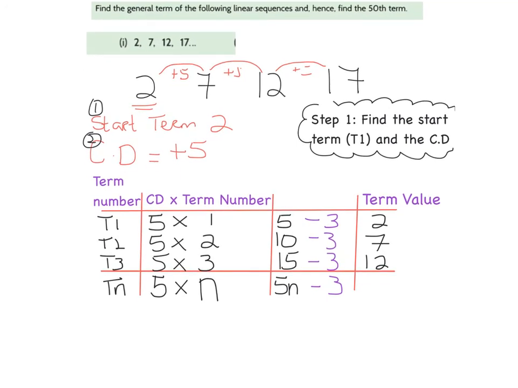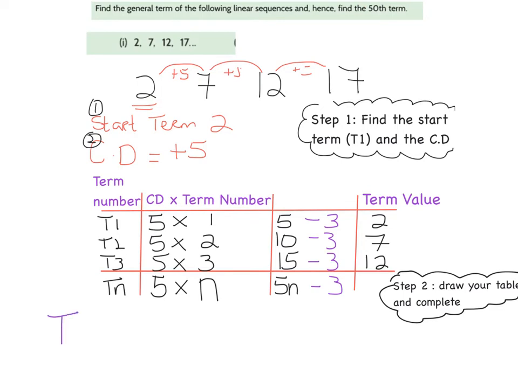The question up at the top here said, find the general term. To find the general term, step 1, I find the start term and the common difference. And step 2 is I lay my table out and fill it in correctly. What you should be left with at this point is your general rule, which is this bit here, 5n minus 3. That's going to help me find whatever term I wanted. So term 1, term 2, term 3, term 4, I can find them all using this general rule. And in this case, the question asked me to find the 50th term. So what I am looking for here, first years, is term 50.